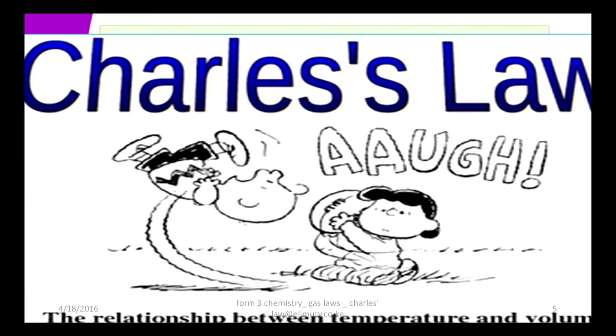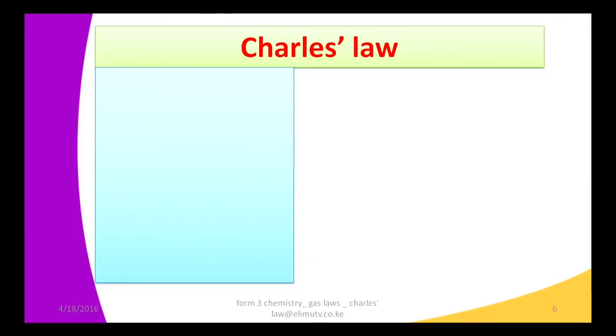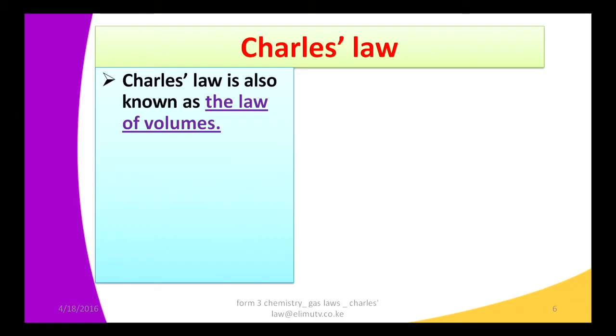Now, moving on, Charles' law is also known as the law of volumes. This is the law of volumes. What about Boyle's law? Because if you are saying Charles' law is the law of volumes, what about Boyle's law? So can you research on that and be able to give me the feedback?